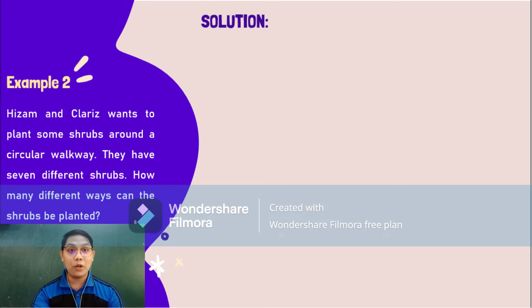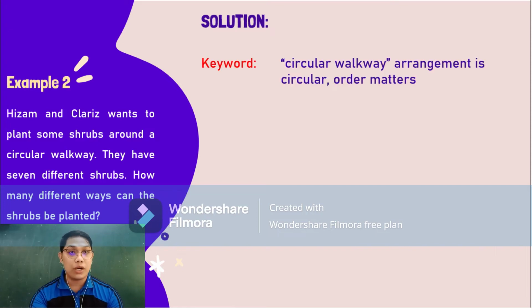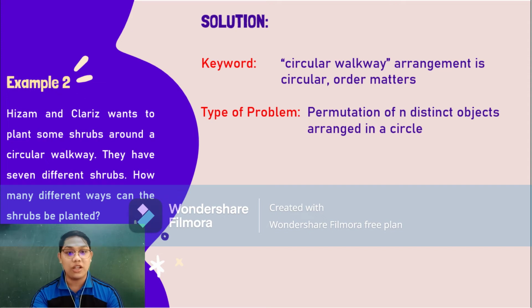Moving on to example number 2. Hizam and Clarice want to plant some shrubs around a circular walkway. They have 7 different shrubs. How many different ways can the shrubs be planted? Same as what we did, we need to find the keyword. So, ang keyword lugar ani para nga makaingon ta nga circular permutation ni siya. Ang keyword ani is the circular walkway. Mo na siya makaingon din kang it is a permutation of n distinct objects arranged in a circle.